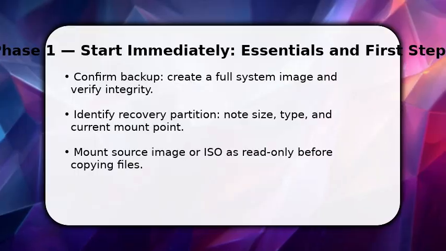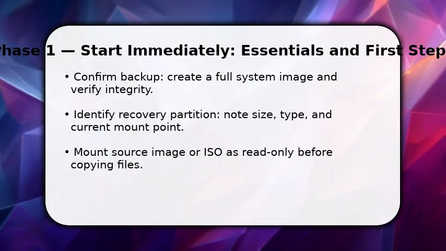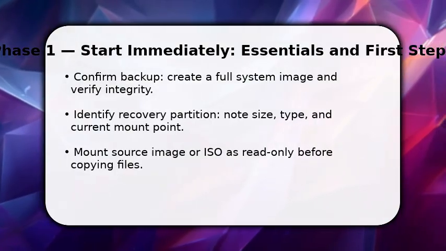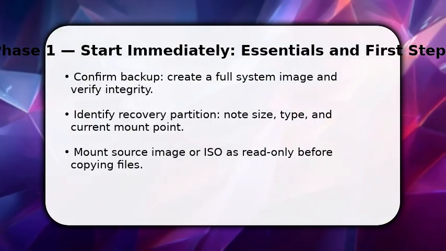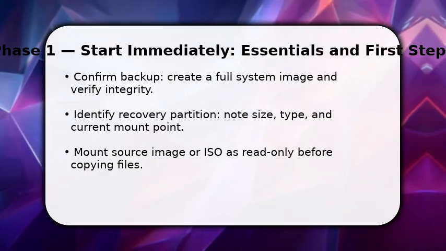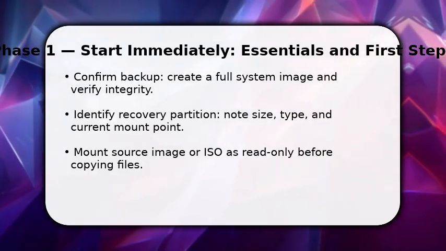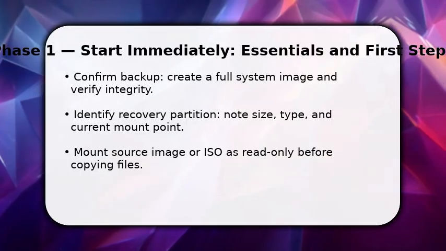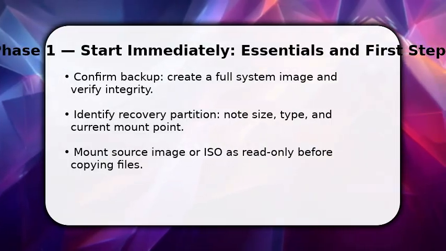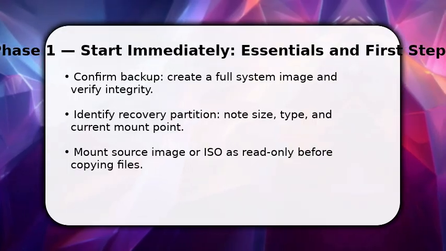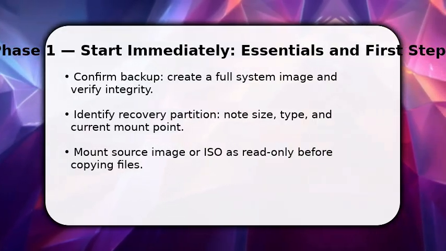You start by backing up and mounting the sources. You need a verified system image and the current recovery partition located. Once you have the image, mount it read-only so you don't accidentally modify original files. Make sure to record the partition ID, size, and file system type. Those details matter for later.